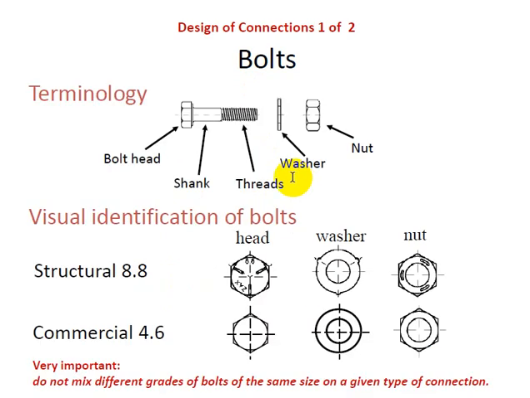So, design of connection. This is the bolt. This is what they call the nut. This is the washer. This is the thread, the shank, and the bolt head. What I want you to understand here, which is more important, is that you can see and have noticed that the area of the thread is actually not the same as the area of the shank.